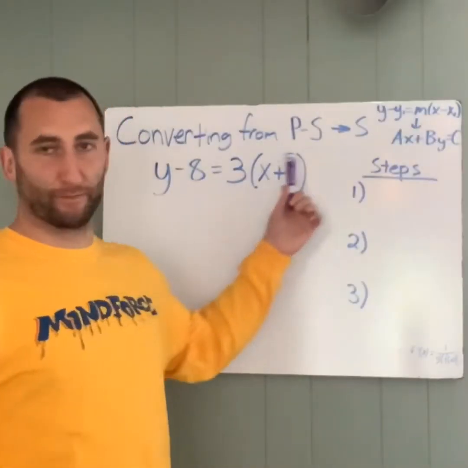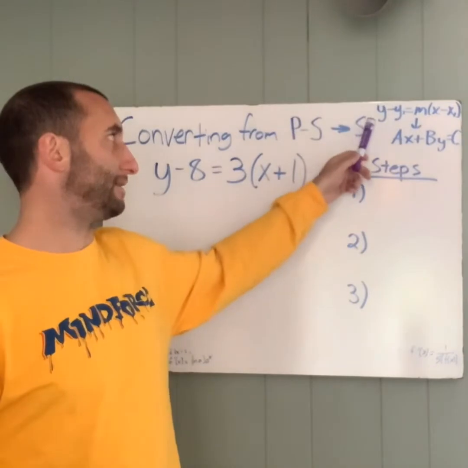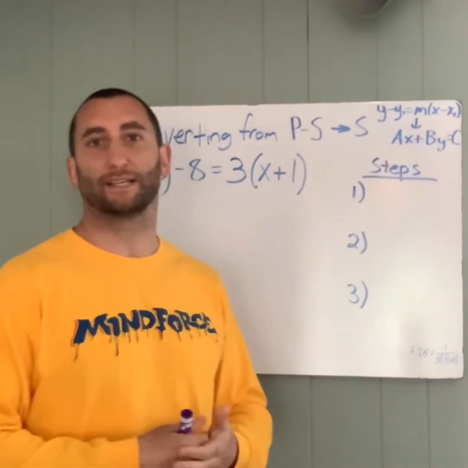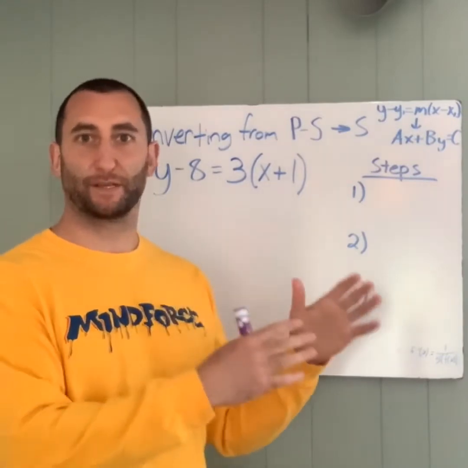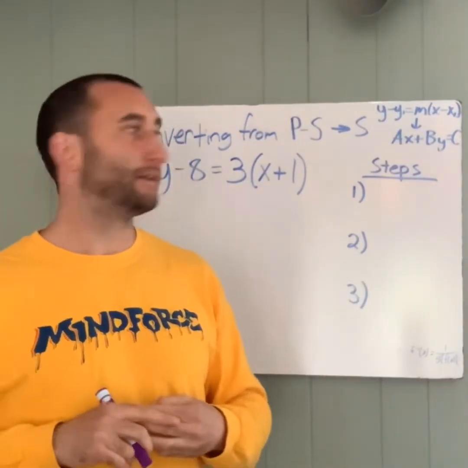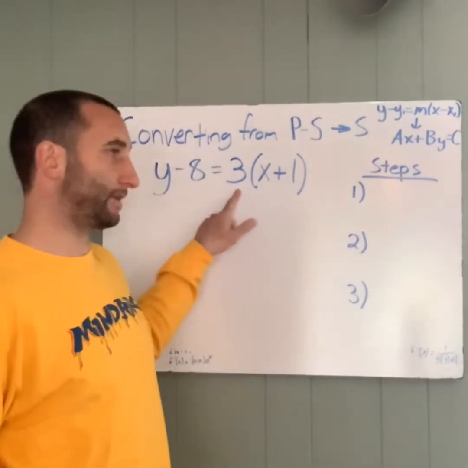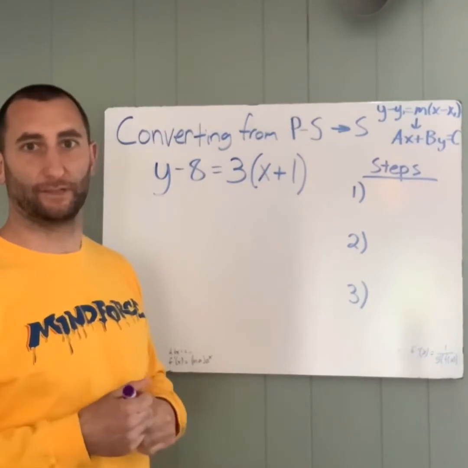Now let's convert from point slope form to standard form. And you all know point slope form is y minus y1 equals m times x minus x1. And then we want to get that to our ax plus by equals c. So for this, we're going to do 3 steps. The first step is we're going to take our m and distribute it to both x and x minus 1.